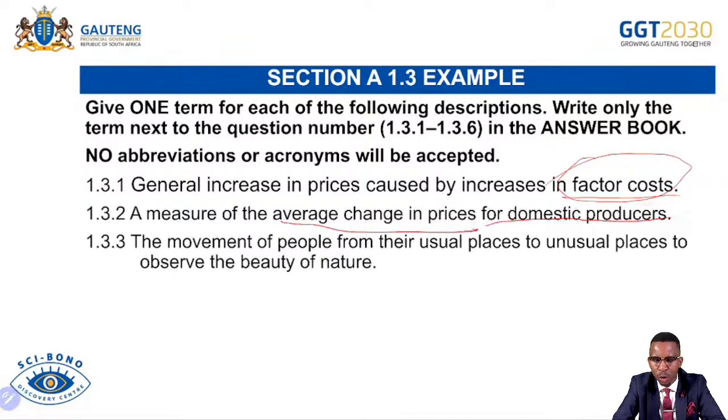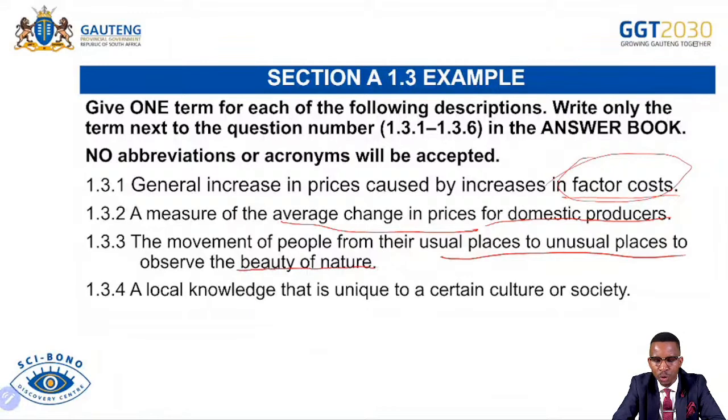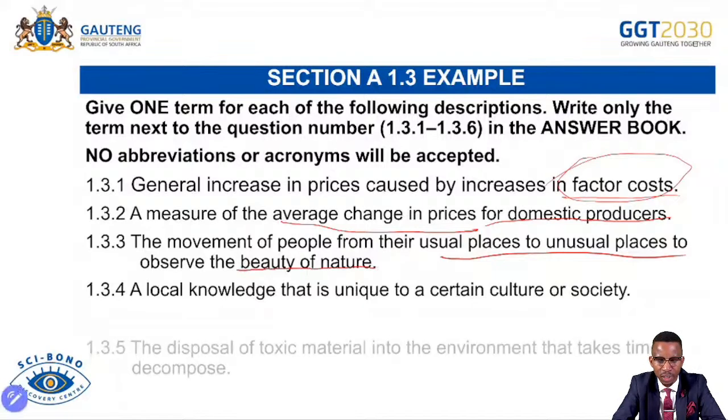Movement of people from their usual bases to unusual bases to observe the beauty of nature. It goes straight to tourism in this case. Remember, the key concept here is to observe the beauty of nature. This is a description that is very important. It tells you what kind of tourism that is. A local knowledge that is unique to a certain culture or society. So in this case, if knowledge is local, unique and so embedded in a particular culture, obviously that is indigenous knowledge. So we'll check the answer.